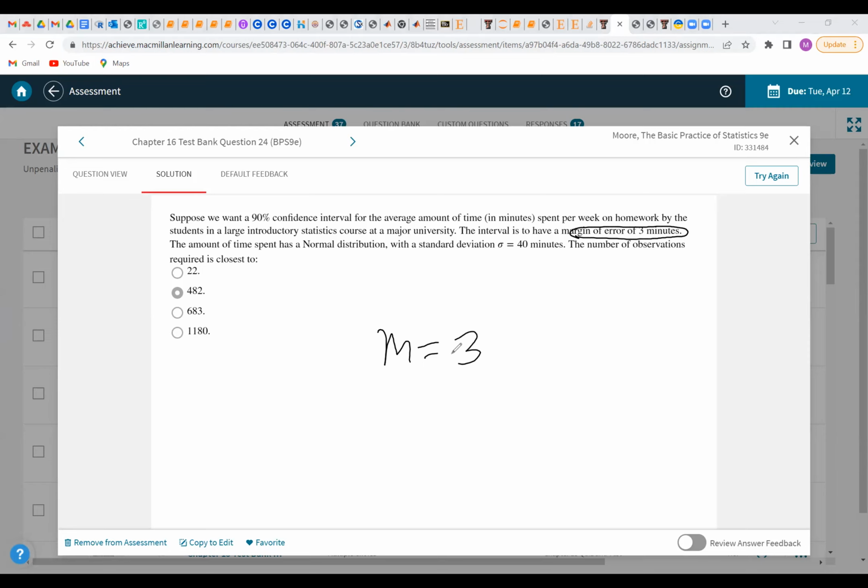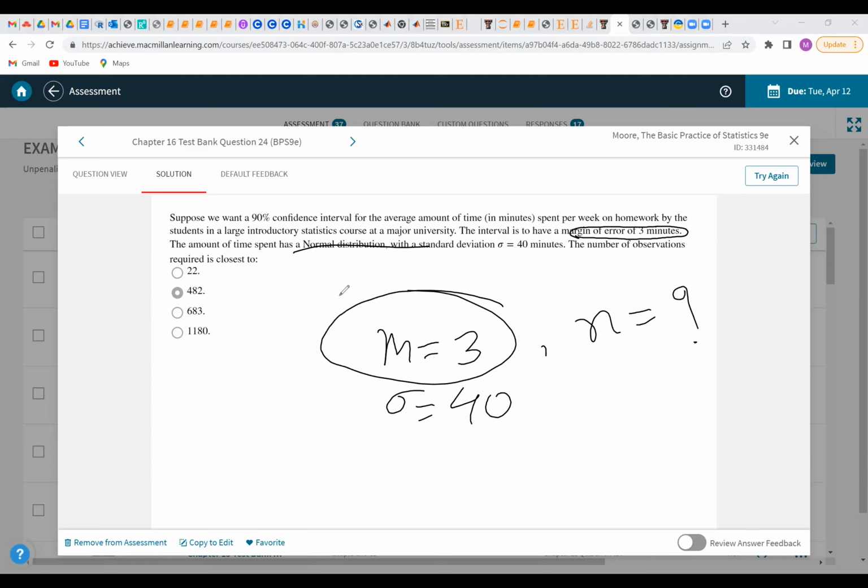The amount of time spent has a normal distribution, and we know that the distribution is normal. So this is one of the assumptions for calculating the margin of error. So sigma is equal to 40, which is the population standard deviation. So we have to find the number of observations, or we need to determine the sample size. What should be the sample size in this case to have the margin of error 3? Okay, so we need to find the value of n. And here the confidence level 1 minus alpha is 90%, so that means 0.9.